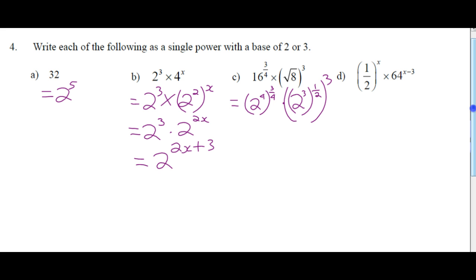All right, what's 2 to the 4th to the 3/4? So power to a power, what do we do with these exponents? Multiply them. What's 4 times 3/4? I have 4/4 and I want 3/4.